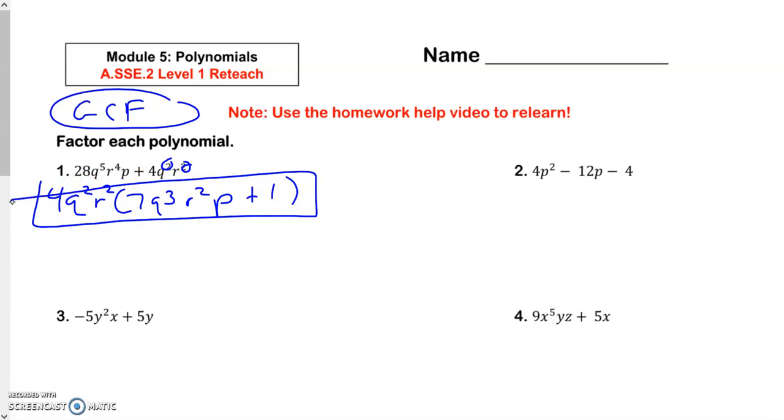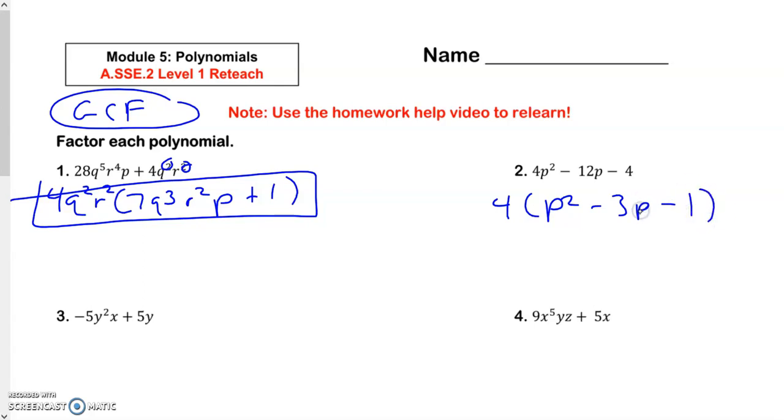Taking a look over here. So I'm going to look for the greatest common factor. The only thing I noticed is that they all have a 4. There's no variable on the last one, so I'm just going to take out a 4. So then it's 4 divided by 4, which is going to leave me P to the second. Bring down the minus sign. 12 divided by 4 is 3. Bring down the P and minus, and then 4 divided by 4 is 1.